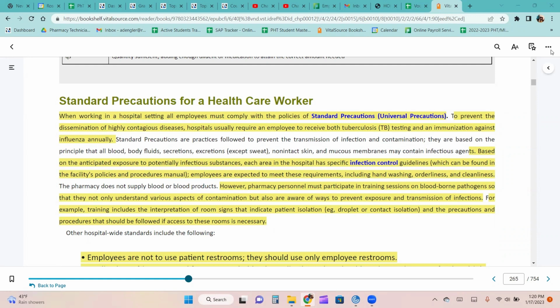The pharmacy does not supply blood or blood products. However, pharmacy personnel must participate in training sessions on bloodborne pathogens so that they not only understand various aspects of contamination, but also are aware of ways to prevent exposure and transmission of infections. For example, training includes the interpretation of room signs that indicate patient isolation, droplet or contact isolation, and the precautions and procedures that should be followed if access to these rooms is necessary.